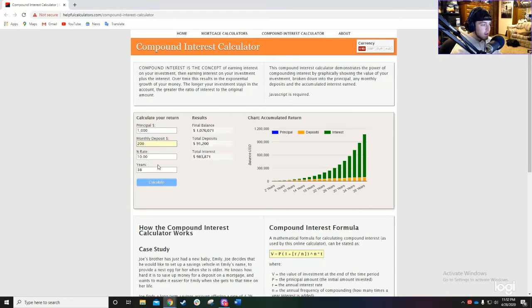Now, this is 38 years, 1,076,000. 40 years. Two more years. Extra 300 grand, roughly. It's about time. Total interest, 1.2 million. 96 grand in this situation made me 1.2 million. This is the importance of time, because if I cut this time in half, let's say I wasn't 21 when I started.